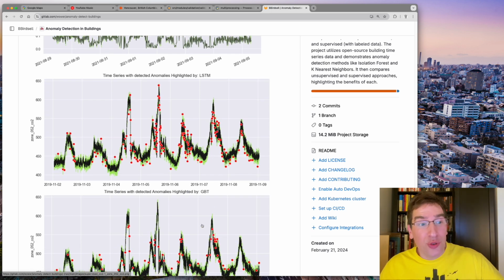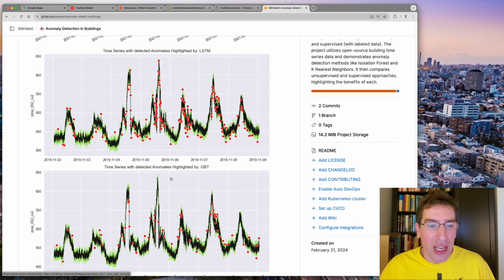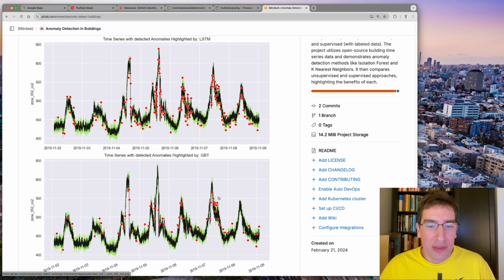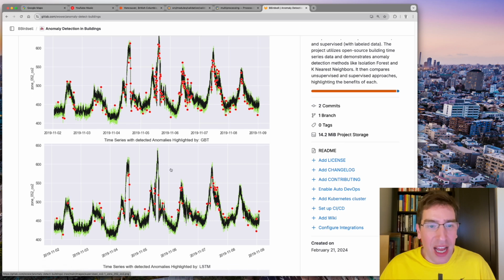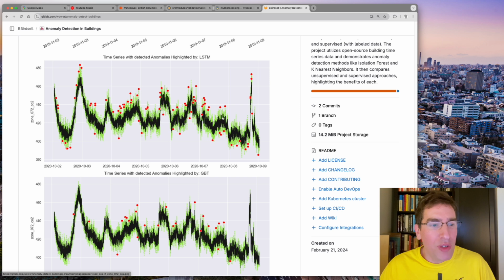When we move to CO2 sensors, it's a bit more evenly matched here, with many similar points being identified by the RNN and gradient boosted tree. Moving to another week, again, gradient boosted trees has fewer anomalies detected.